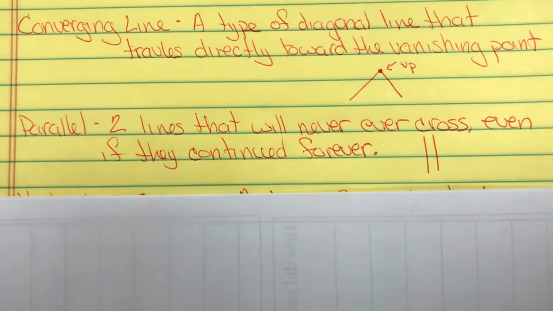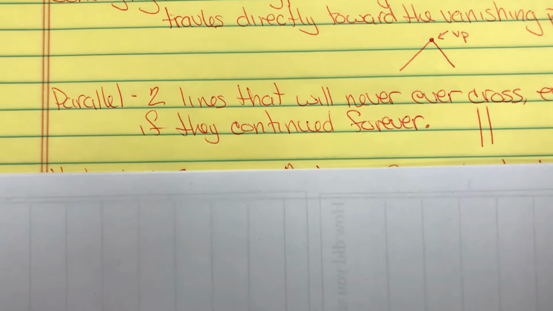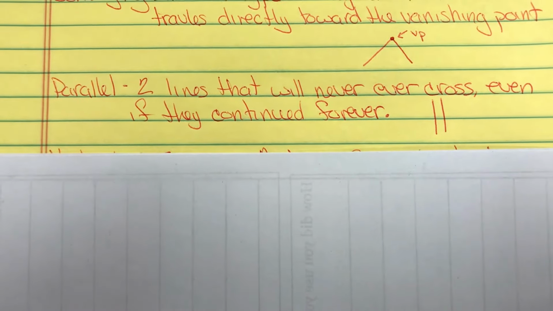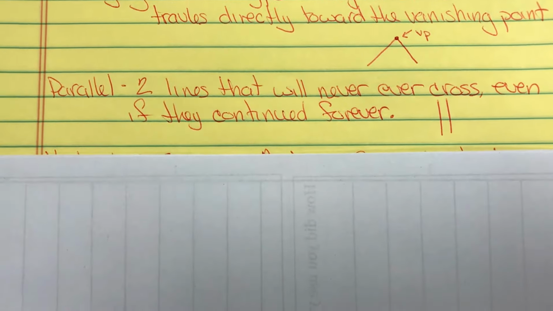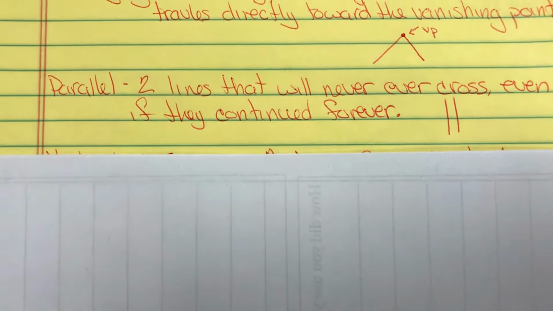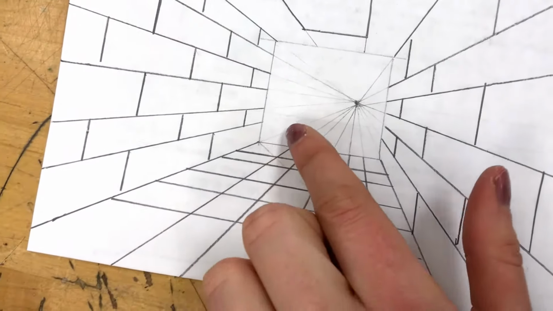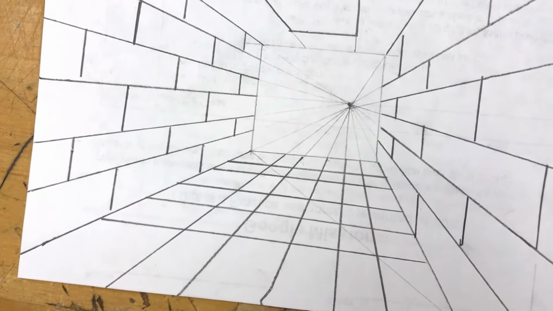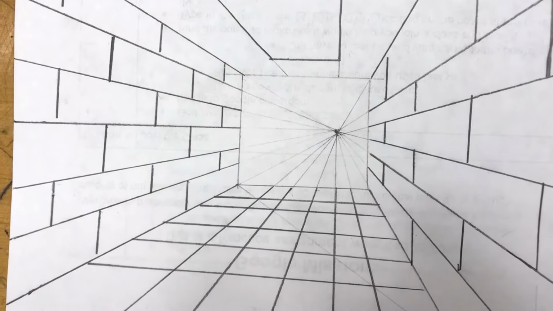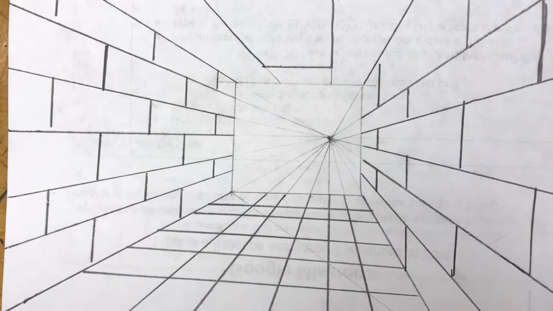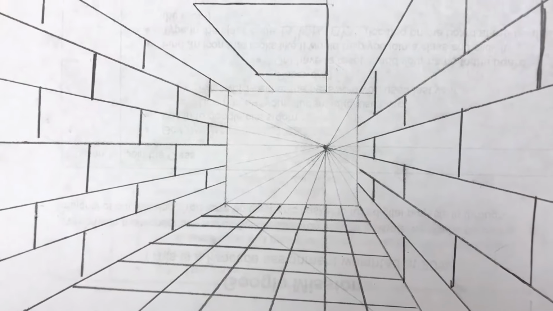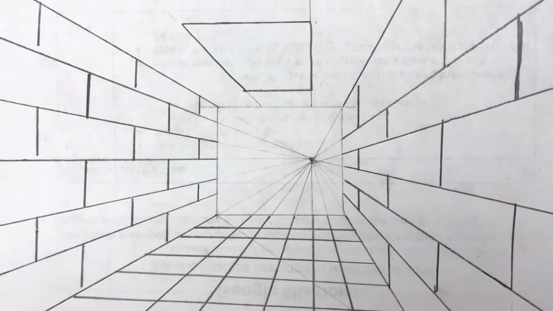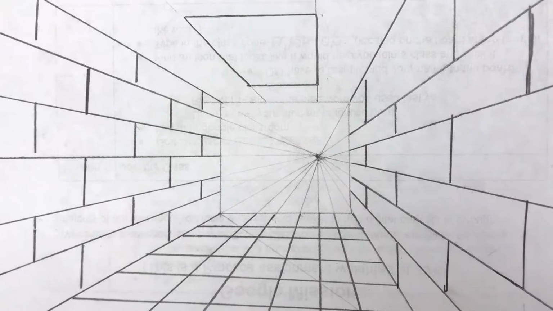All right, next we've got parallel. Parallel lines are two or more lines that will never, ever cross each other, even if they were to continue on forever. So again, logically, we know that these lines that travel away from us in the floor are parallel, and they would never touch if they continued on forever. But they don't look like that on a flat surface or even in a three-dimensional space. I'll show you a trick called sighting to prove it to you in class.